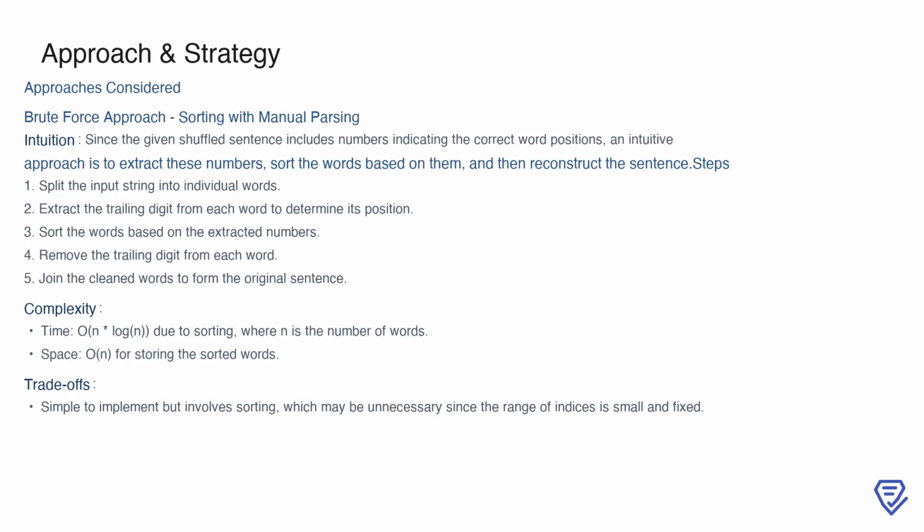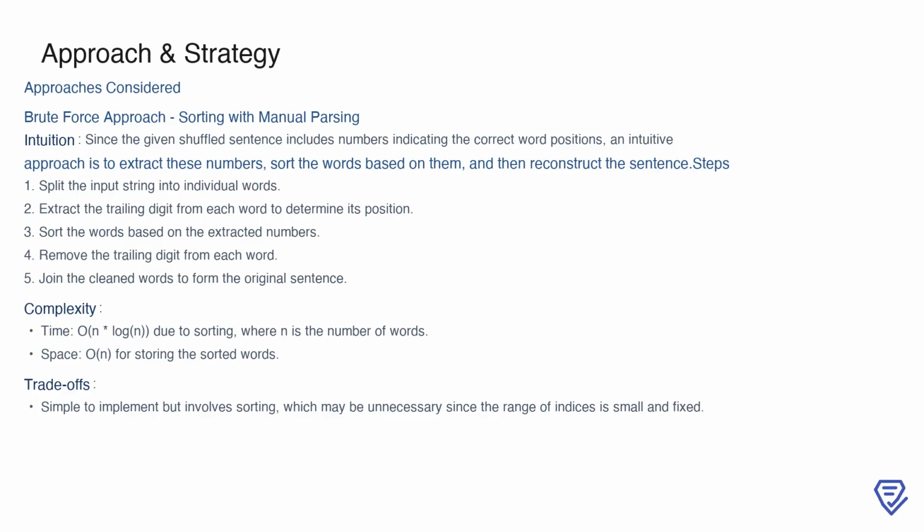To solve the problem of reconstructing a shuffled sentence, one intuitive approach we considered is a brute force method that involves sorting with manual parsing. The key idea here is to use the trailing digit at the end of each word to determine its correct position in the sentence. The process begins by splitting the input string into individual words. For each word, we extract the trailing digit, which gives us the intended position for that word.